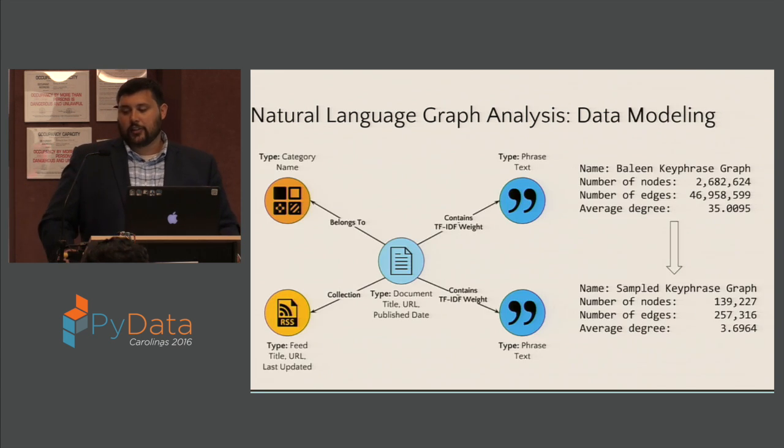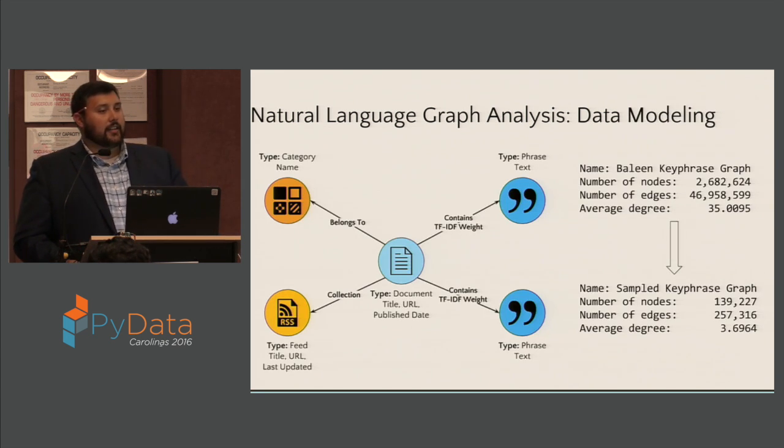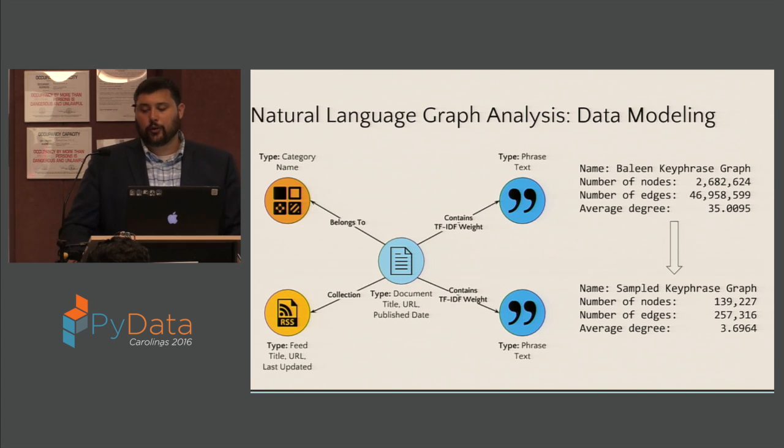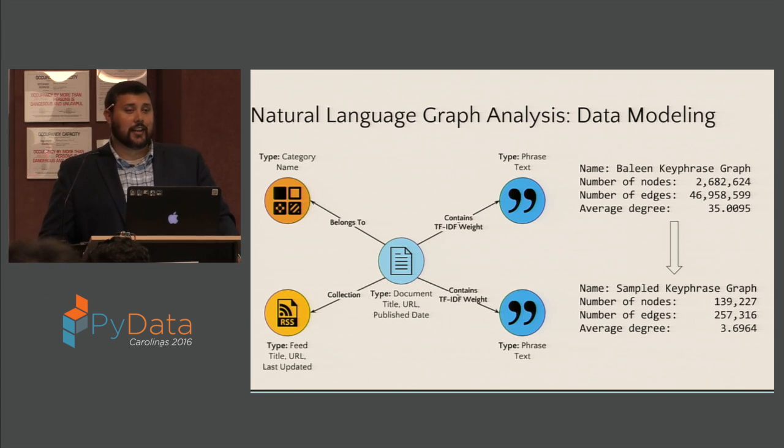So the data model that we put together has 4 types of nodes. Categories, so there's going to be things like politics, news, data science, feeds, those are the collection of documents that we're downloading over time. The document itself, which is actually what contains the timestamp of interest, the publication date of that article. And then we have all of these key phrases that are associated with it.